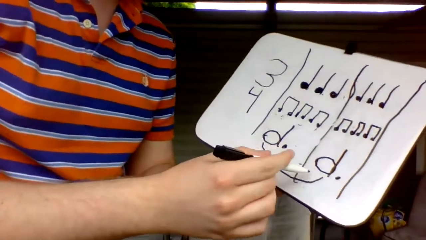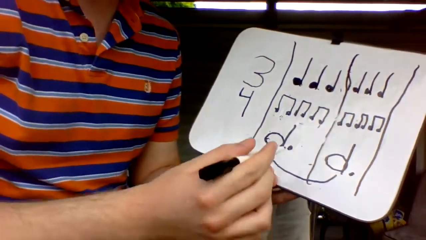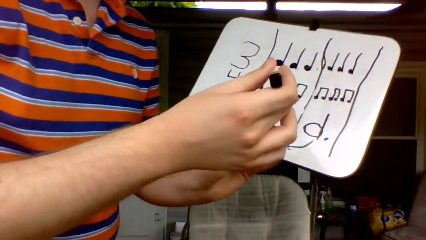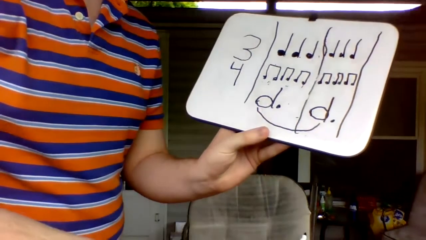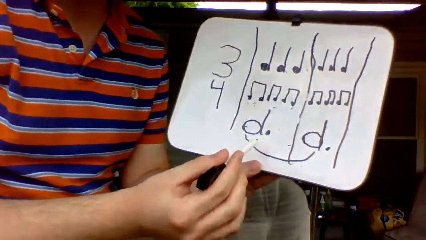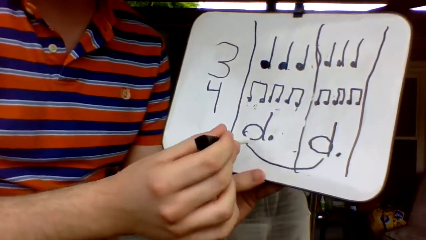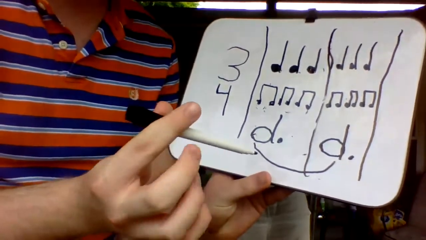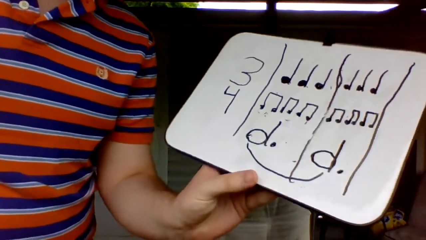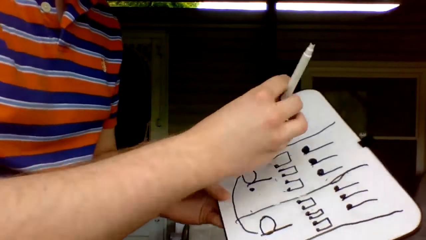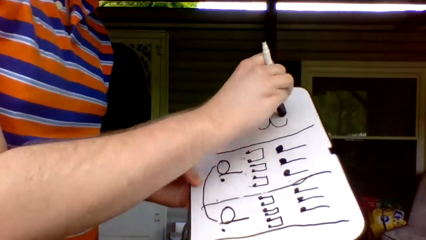If I was changing pitches, this wouldn't be called a tie, it would be called a slur. So if I was going da da, it would be a slur, not a tie. But in this case, since I was holding the same note, and since we're only talking about rhythm and not pitch, it's a tie.